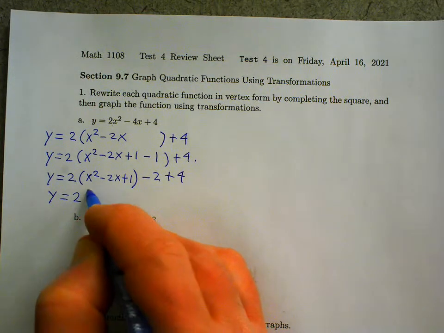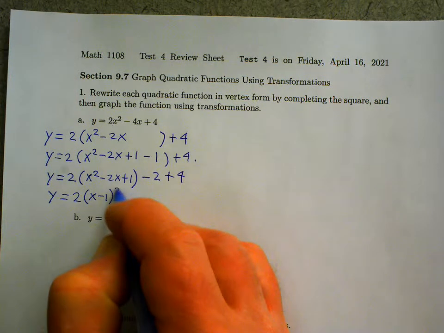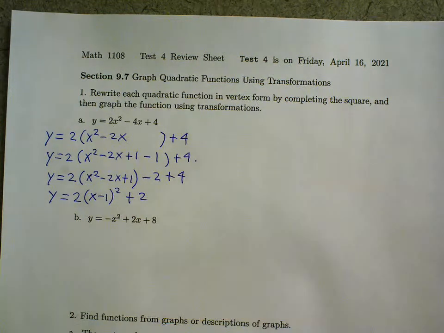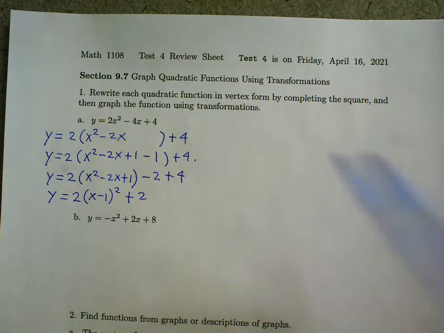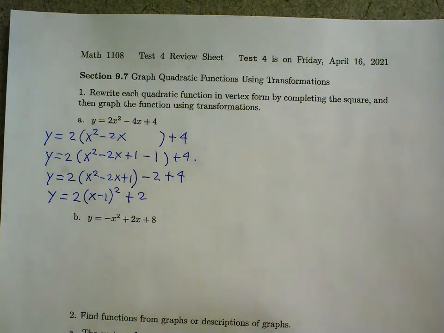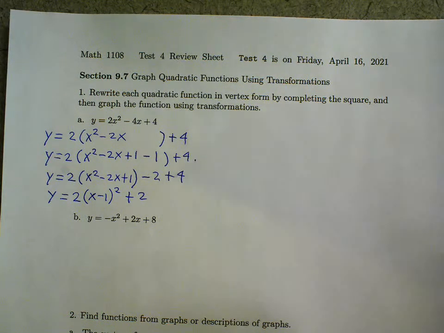So y equals 2 times the binomial x minus 1 squared plus 2. So this is the vertex form. And we got it to vertex form in 4 steps. So for tomorrow's test, be able to show those 4 steps.